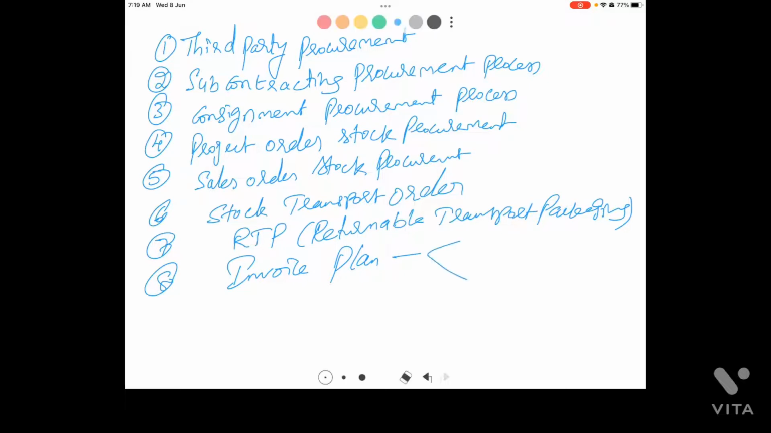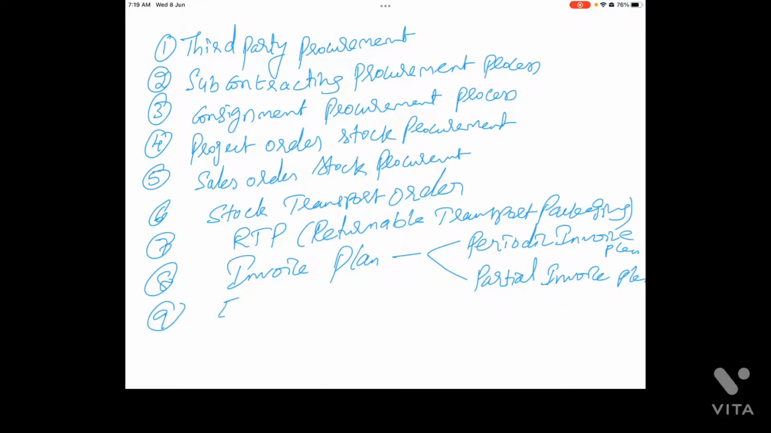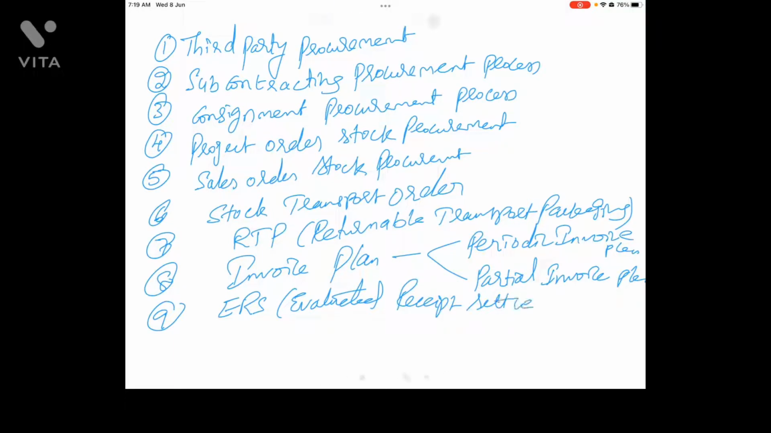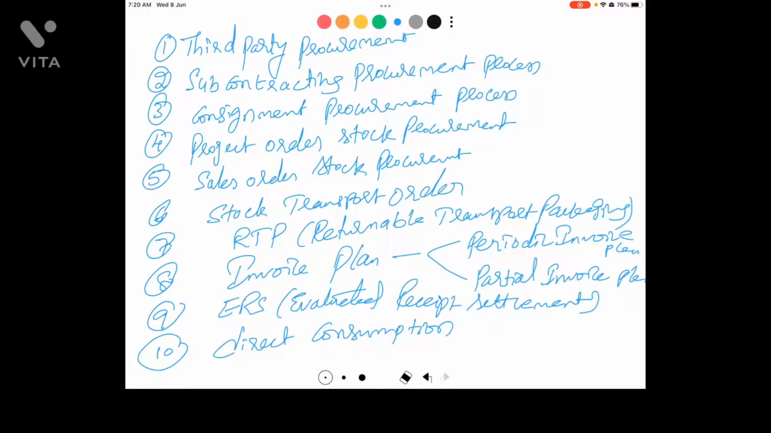And invoice plan. In invoice plan we have two: periodic invoice plan and partial invoice plan. And we have ERS, evaluated receipt settlement, and direct consumption. So we have a few very important special procurement scenarios.